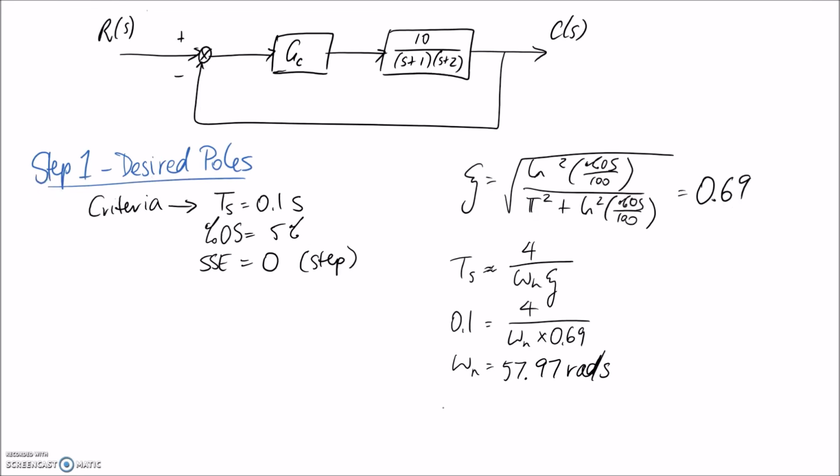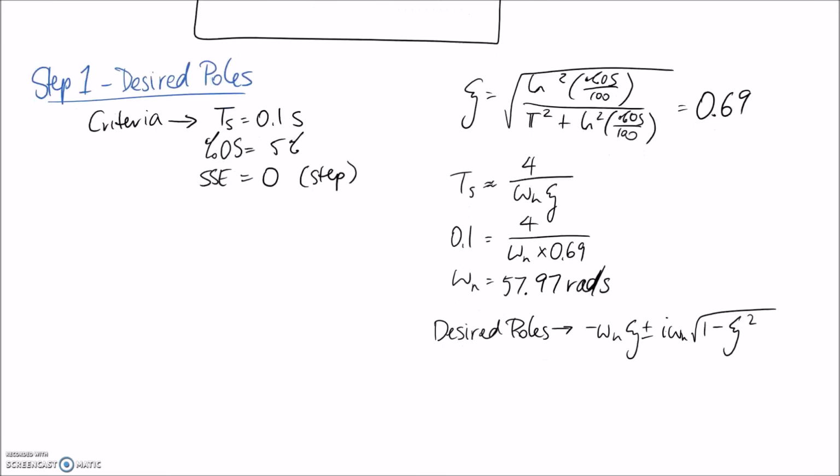So from this, we should be able to figure out our desired pole locations. And for a second order system, which is what we've got here, our desired poles can be found from this general equation. Like so. So if we substitute omega n in here and zeta in here, what we end up with is about negative 40 plus or minus this part here simplifies to about 42, and i is our imaginary number.